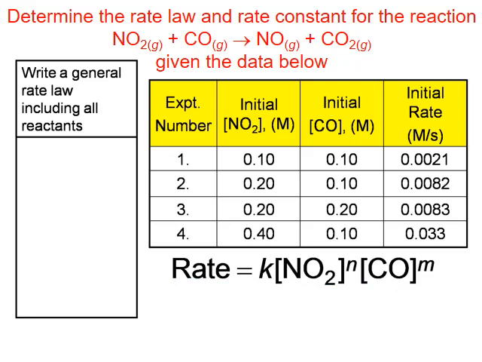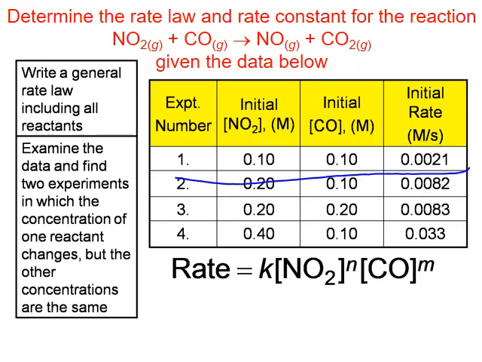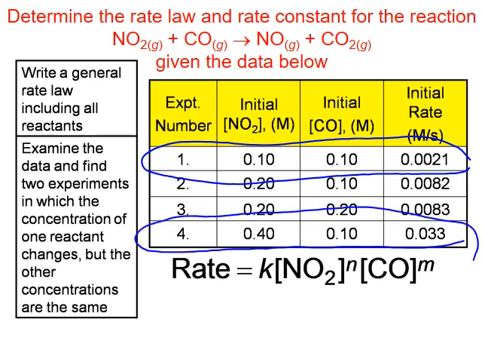And we need to find two trials in which the concentration of nitrogen dioxide changes, but carbon monoxide does not. Well, experiment one and two certainly fit this bill. But we could also actually use experiment one and experiment four, either one. For both of those sets of comparisons, the carbon monoxide concentration stays the same, and that's the critical point, so that we can ultimately focus just on the changes in nitrogen dioxide. This way, we know that when we see a change in rate, it is only due to the nitrogen dioxide.